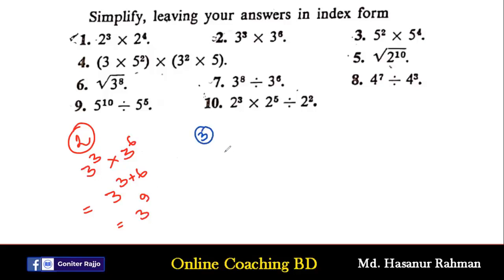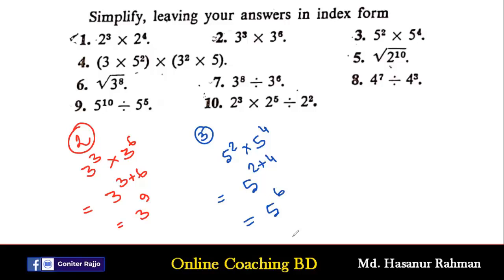Now number 3. Number 3 says 5 square multiplied by 5 to the power 4. Look, here the bases are the same. That means we have to just add the powers. That means 2 plus 4. So 5 to the power 4 plus 2, that is 6.